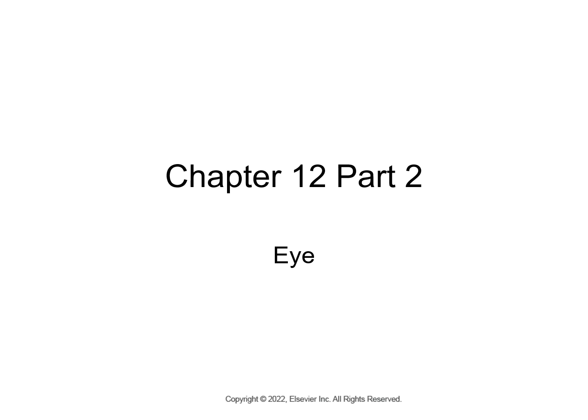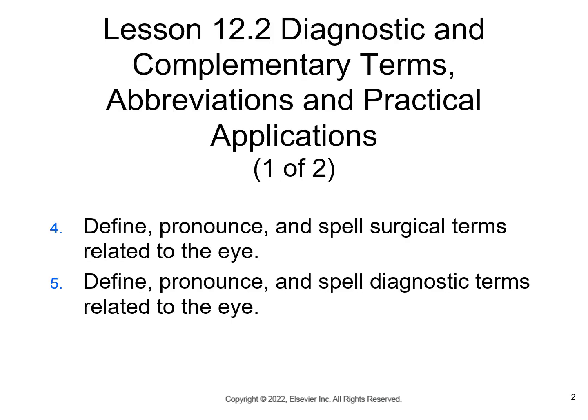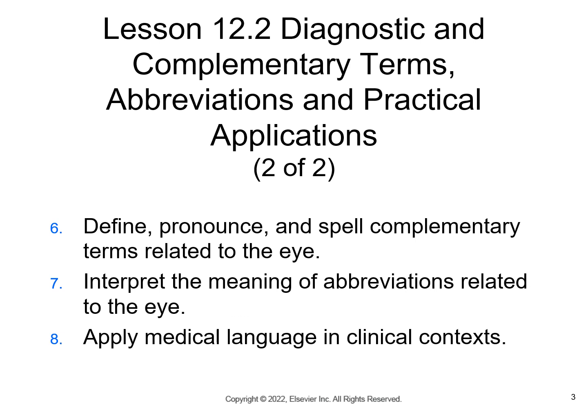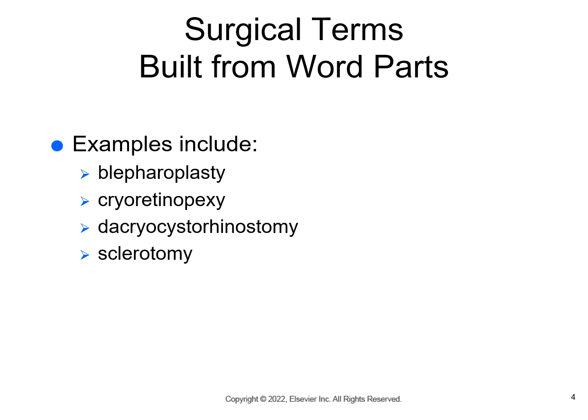Chapter 12, Eye. In the next section, we're going to define, pronounce, and spell surgical terms and diagnostic terms. We're also going to do complementary terms and look at abbreviation meanings and look at clinical language and application of the terminology. Surgical terms from word parts include blepharoplasty.